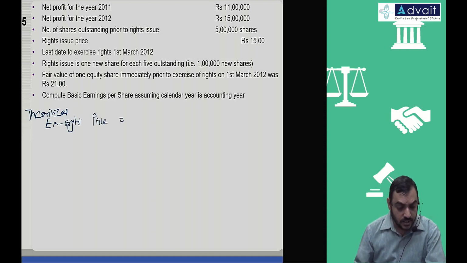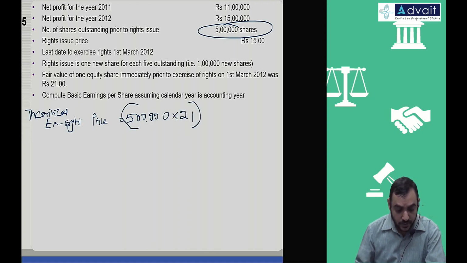The number of shares the company had before the issue of rights shares was 5 lakh. And what is the value of the company per share before the rights issue? 21. So 5 lakh into 21 is the value of the company before the rights. And after the rights, they have issued shares at 15 rupees. For what is the number of shares?